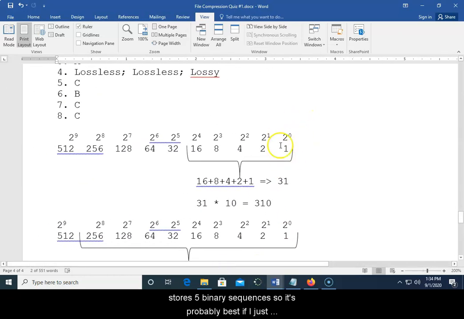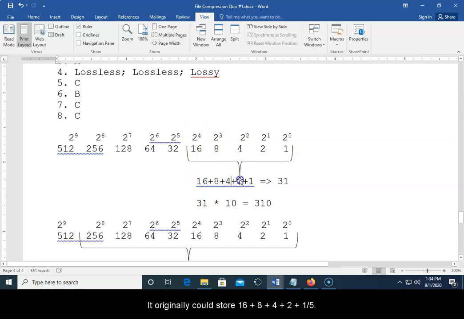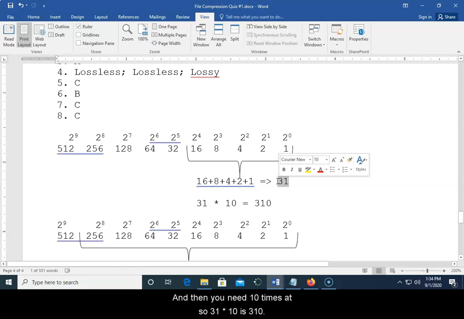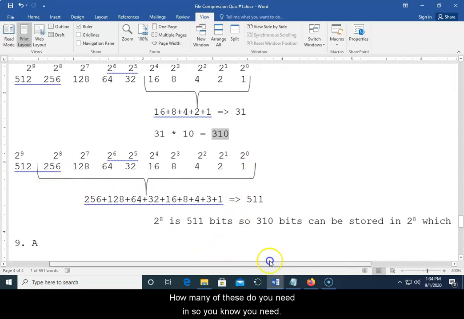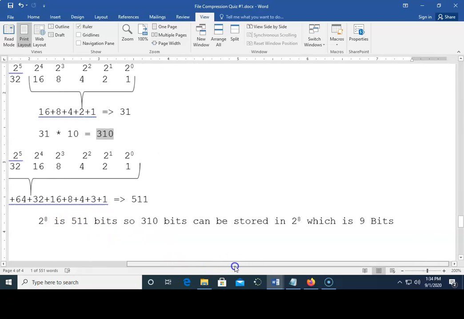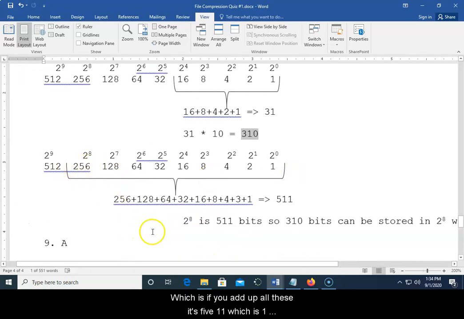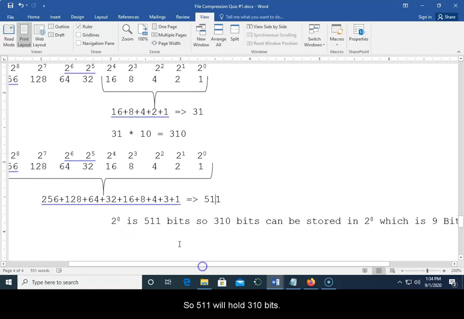So 5 bits, 1, 2, 3, 4, 5, and I've got 2 to the 0, 2 to the 1, 2 to the 2, 2 to the 3, 2 to the 4. It originally could store 16 plus 8 plus 4 plus 2 plus 1, and then you need 10 times that, so 31 times 10 is 310. How many bits do you need? You need 2 to the 8th, which, if you add up all these, is 511, which is 1 less than 2 to the 9th, right? So 511 will hold 310.